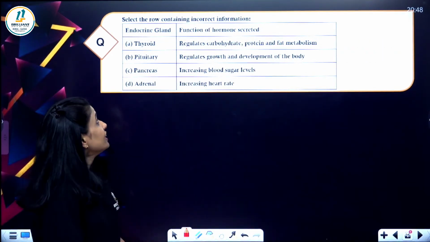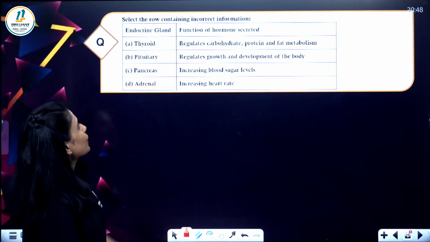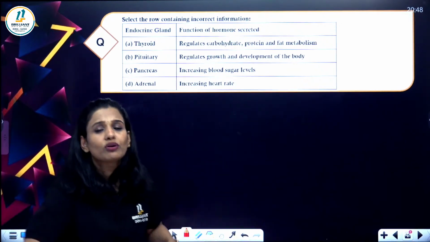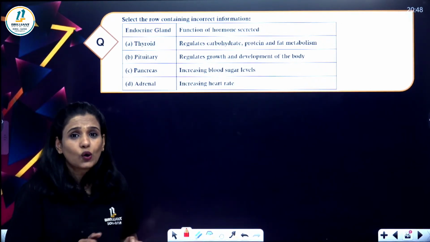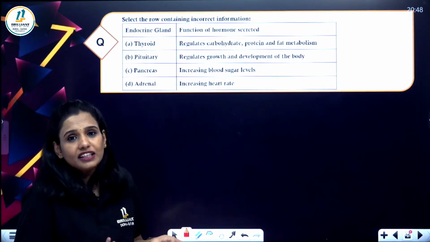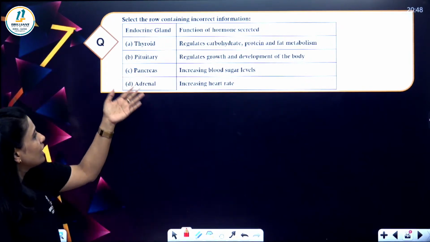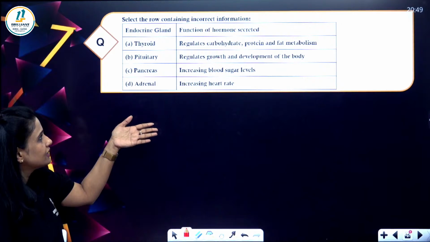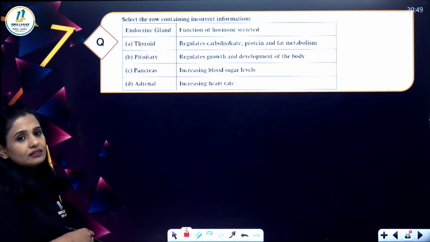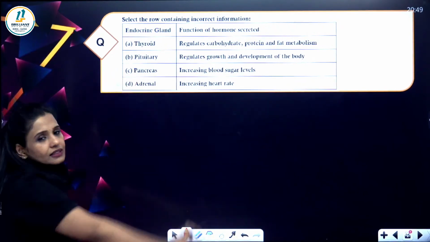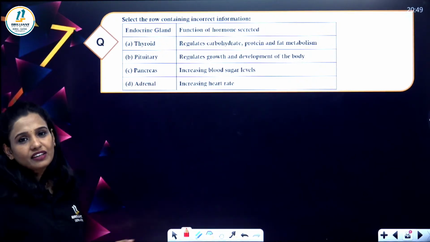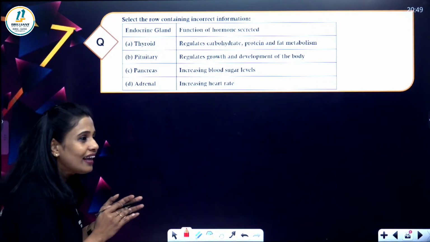Okay. See this chart. Select the row containing incorrect information. Here we have endocrine glands listed, and in the next row the functions of the hormone secreted by that particular gland are given. You have to select the incorrect information from this.